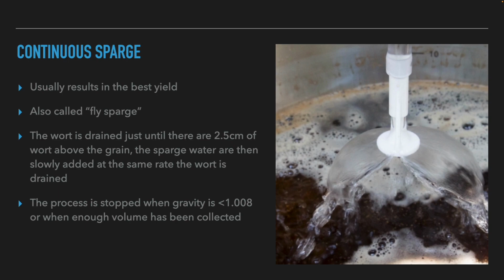In this method, the wort is drained just until there are 2.5 centimeters or 1 inch of wort above the grain. The sparge water is then slowly added at the same rate the wort is drained. The process is stopped when the gravity is below 1.008 specific gravity or when enough volume has been collected.